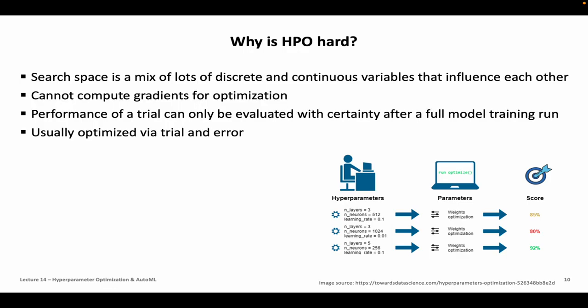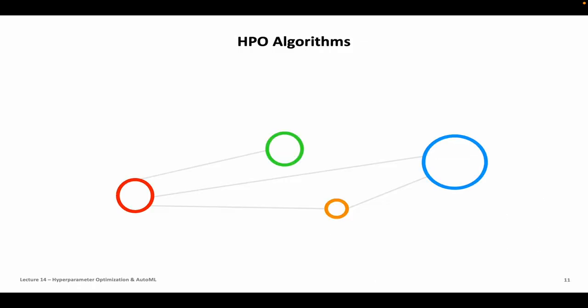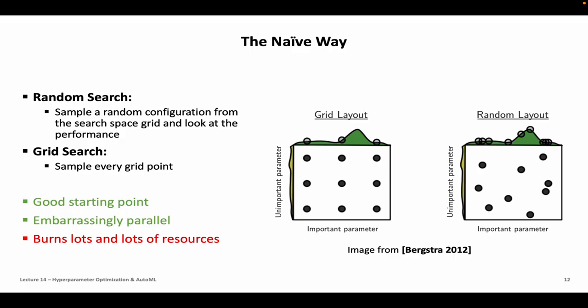So in order to find better approaches, we're now going to look at HPO algorithms to do this hyperparameter optimization in a more systematic way. And the easy or naive way when you approach this problem is to either do random search or grid search. In random search, as the name suggests, you just sample randomly from your hyperparameter search space, while in grid search, you evaluate every possible hyperparameter combination there is.